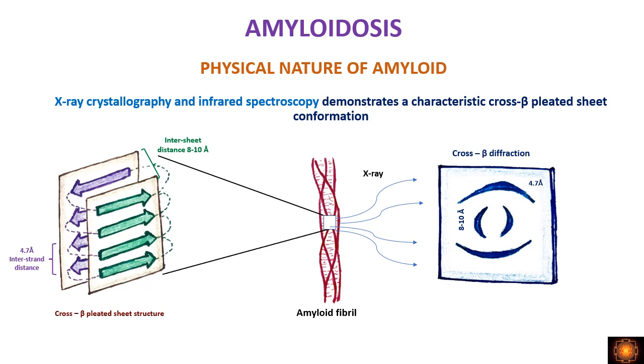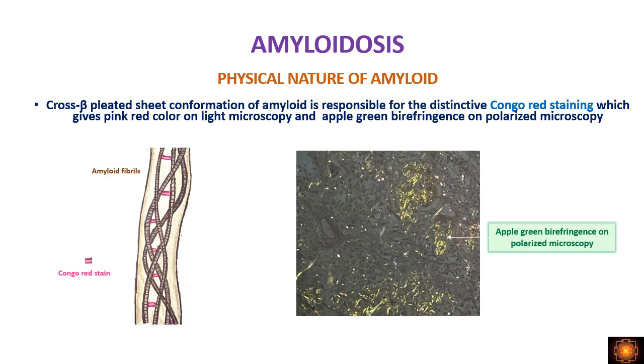Now the cross beta, as I told you, the structure is cross beta pleated sheet. This cross beta pleated sheet structure, on X-ray crystallography and infrared spectroscopy, gives cross beta diffraction. So this structure was confirmed by X-ray crystallography, which gives a cross beta diffraction. And this cross beta pleated sheet is also responsible for the special stains we use, like the Congo red stain, which is specifically used to demonstrate amyloid. Because of this cross beta pleated sheet, the Congo red stain gives positive results with amyloid.